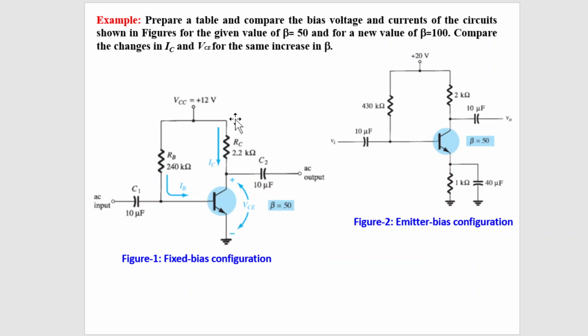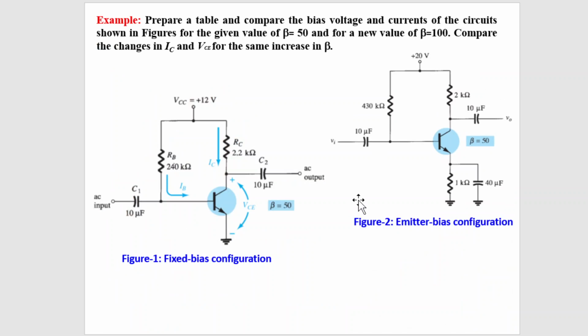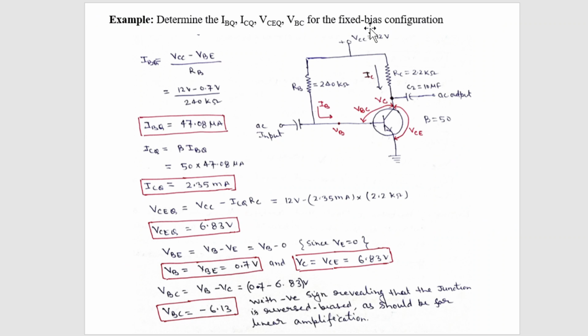The problem is saying that you have two circuit diagrams. The first circuit, figure 1, is the fixed bias configuration. Obviously, there is no emitter resistance in the fixed bias configuration. Then I have taken another figure, figure 2, which is the emitter bias configuration, because I have added an emitter resistance. The problem is the one I have already solved earlier in the case of fixed bias configuration. If you remember, the same example, with 12 volt, 240 kilo ohm, 2.2 kilo ohm, and now a 1 kilo ohm emitter resistor. The same problem I have taken as an example.